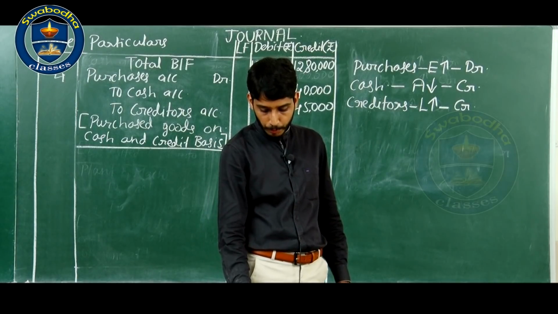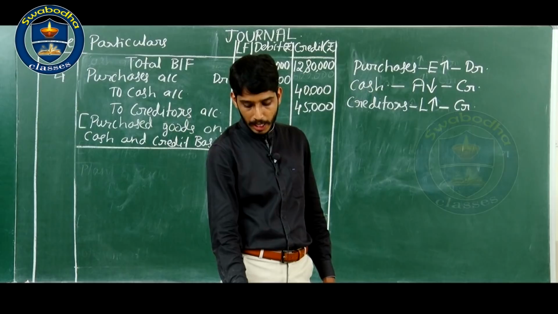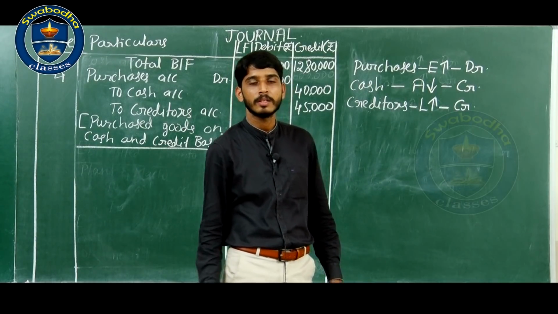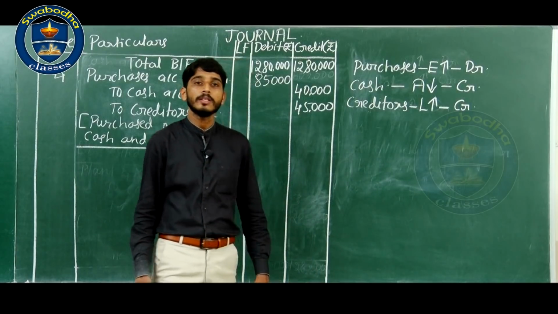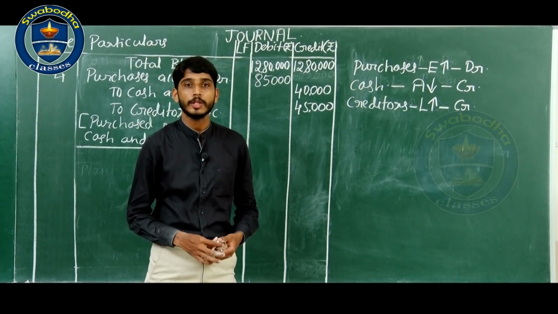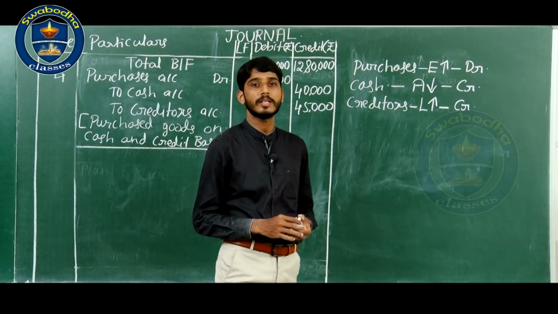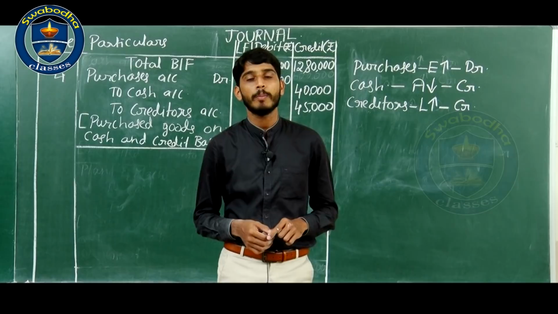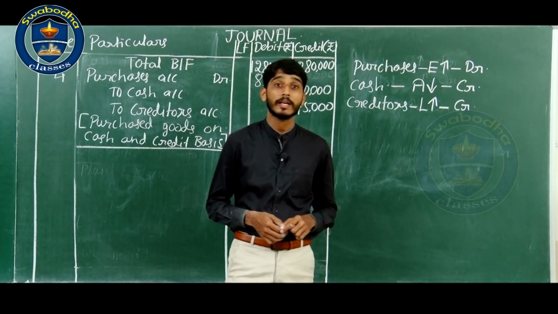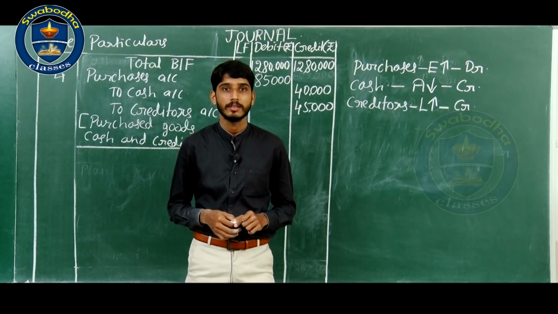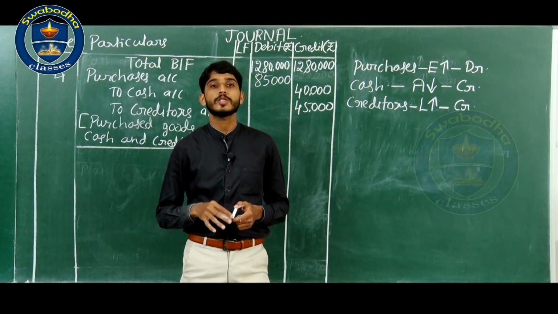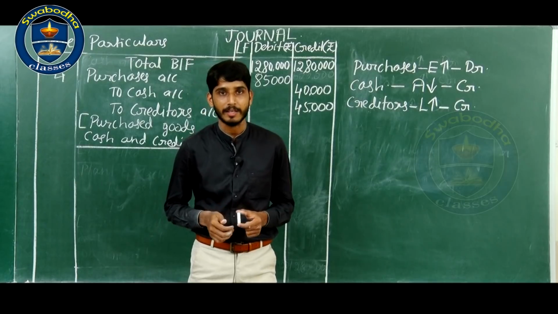paid a check of rupees 2 lakh to the supplier for plant and machinery. Now, in the previous transaction, you had purchased plant and machinery of 2,30,000, out of which you paid 30,000, balance is 2 lakh. That means you have not yet paid, you have the obligation to pay. Now, you have paid this 2 lakh rupees by issuing a check.